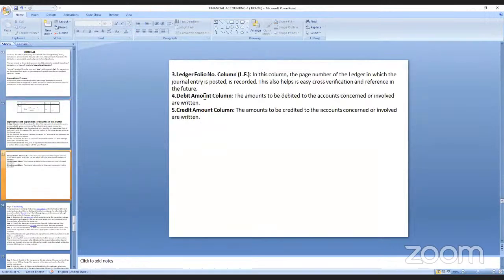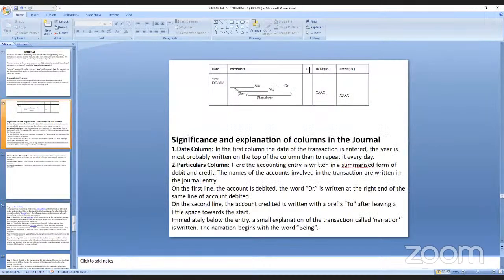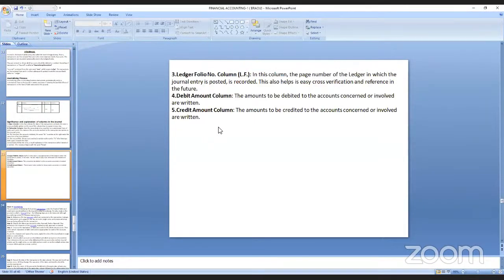Next is LF. Here, LF is the ledger folio. What is a ledger folio? It is the column in which the page number of the ledger in which the journal entry is posted is recorded. It means the page number in the ledger is written in the ledger folio column. Okay. And this also helps in easy cross verification and reference in the future.